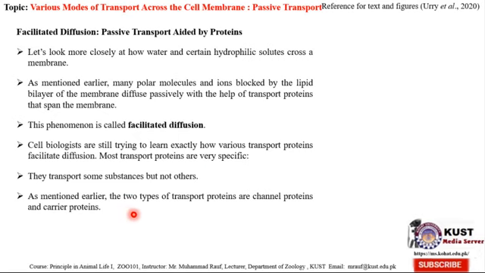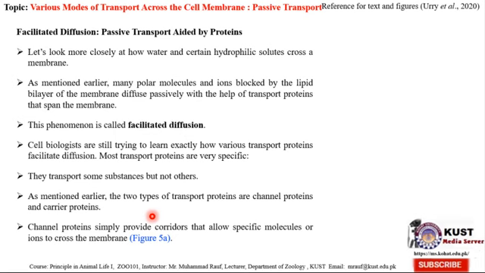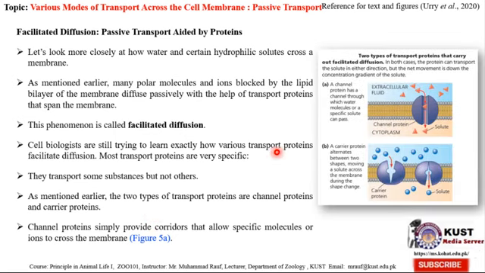As mentioned earlier in the previous lectures, the transport proteins are of two types, that is, channel proteins and carrier proteins. The channel proteins have a hydrophilic channel, and this hydrophilic channel makes a situation comfortable for the hydrophilic molecules to invade into the cells, whereas the carrier proteins change their conformation during the process of transportation.